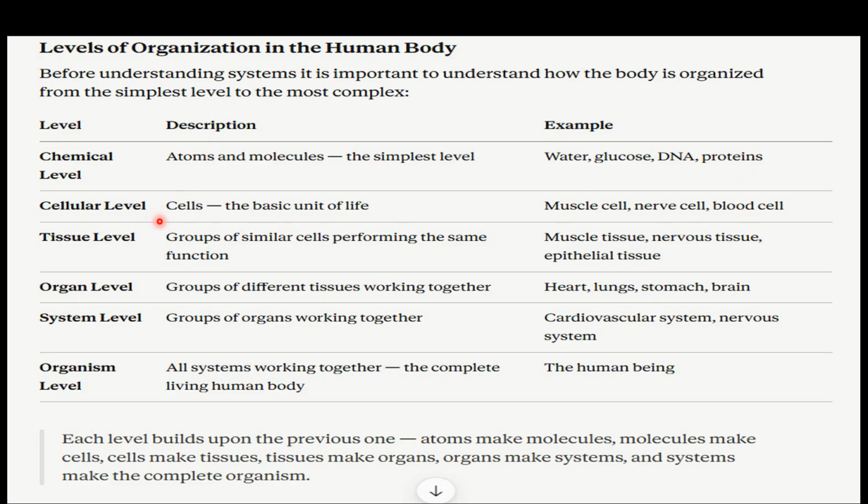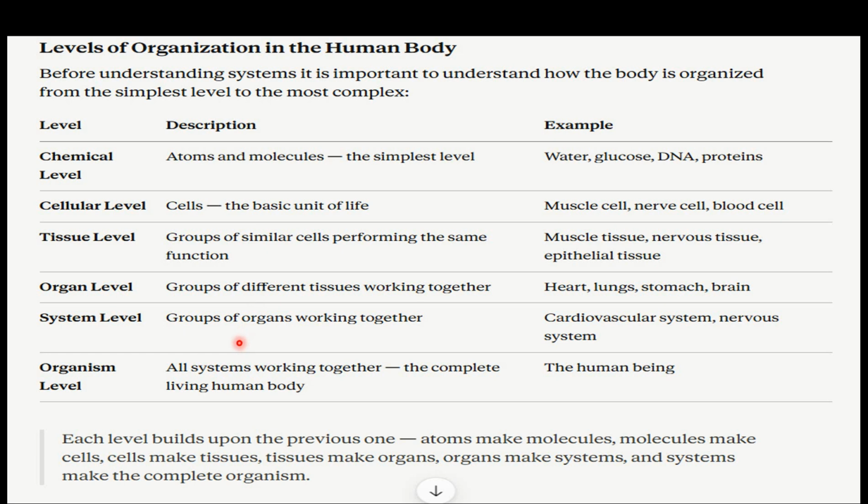Then we have cellular level, cells, the basic unit of life: muscle cell, nerve cell, blood cell. Then we have tissue level, groups of similar cells performing the same function, like muscle tissue, nervous tissue, epithelial tissue. Then we have organ level, groups of different tissues working together: heart, lungs, stomach, brain.